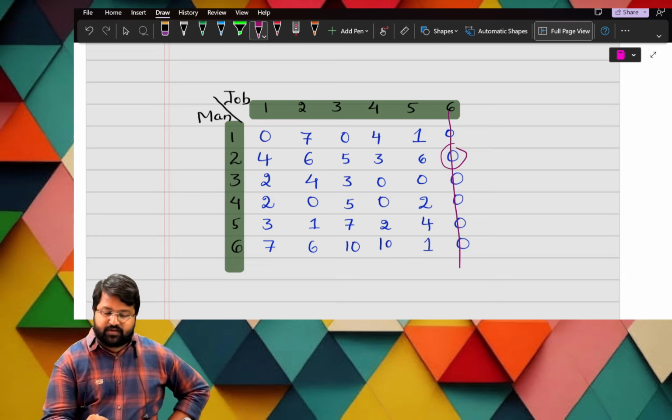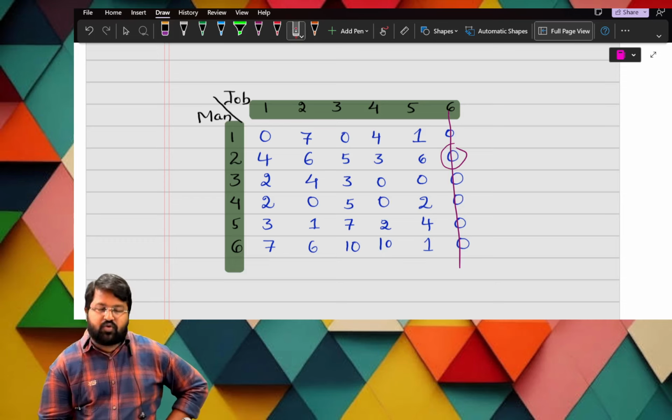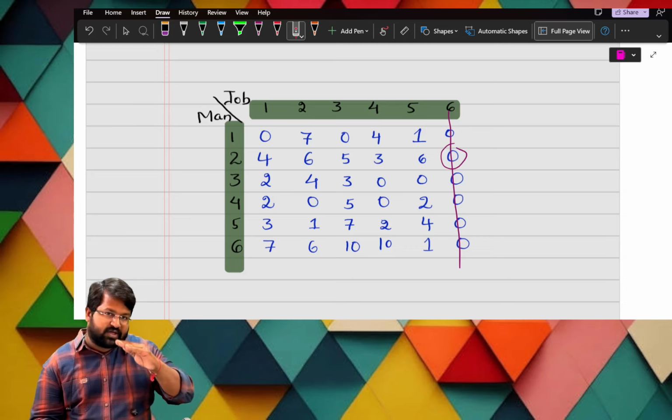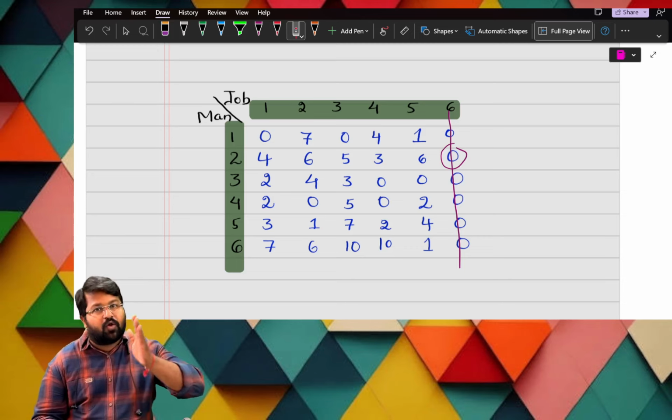Next, in the third row, is there a single zero? No, two zeros are there, and we need only one zero. In the fourth row also there are two zeros, so no use. In the fifth also no use, and in the sixth also no use. All the rows I have checked in proper order. Then I have to go with the columns.